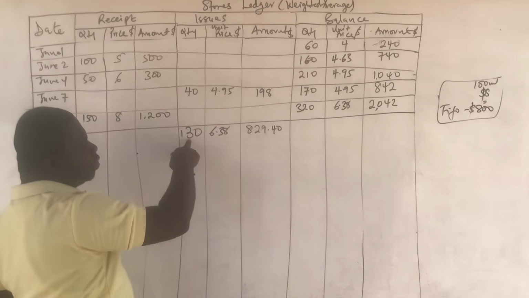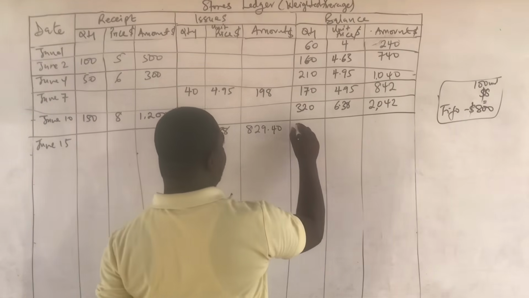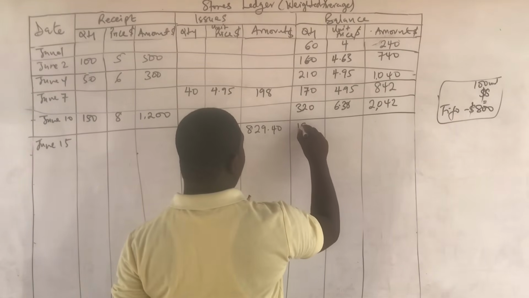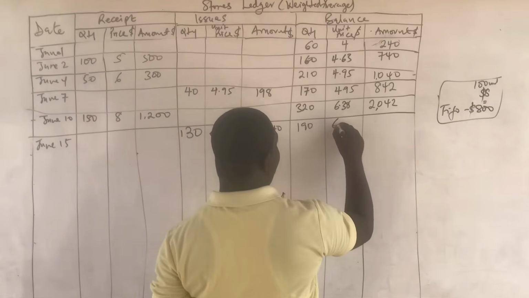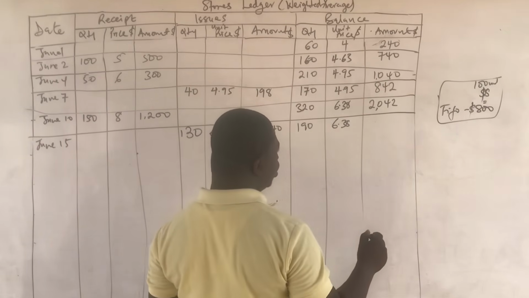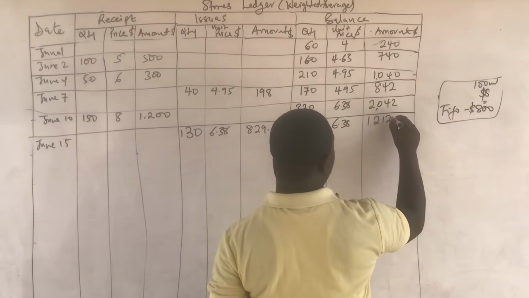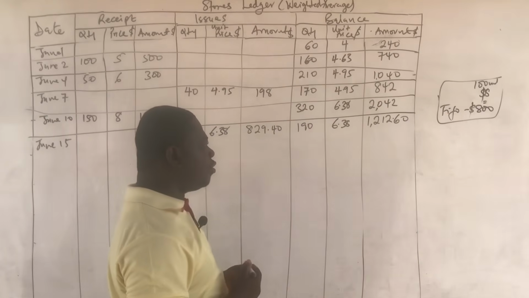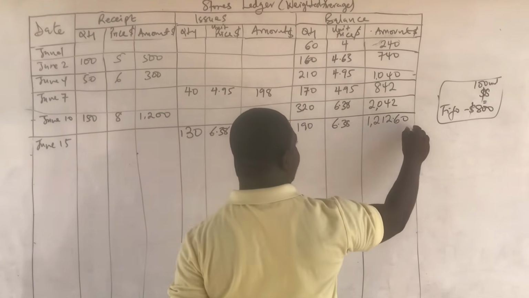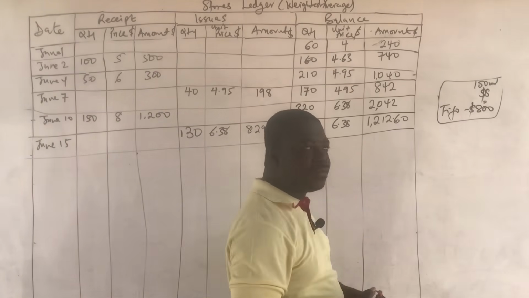When you come to the balance, we subtract what has been issued from the quantity that is available. So I think we'll have 190 left. And then it's still at the same price. Price hasn't changed. And so our amount becomes $1,212.60. Then we are done with the transaction on June 15th.